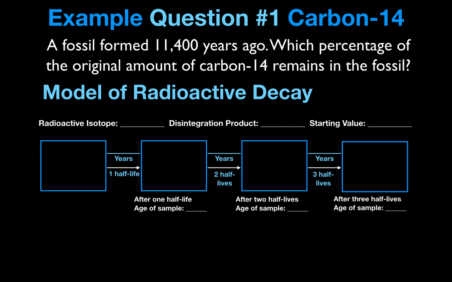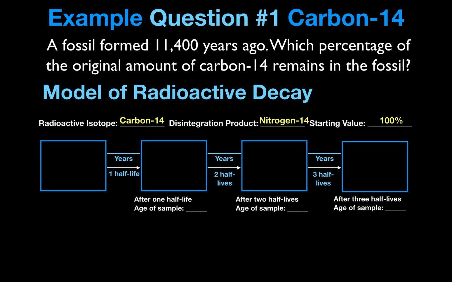The first thing we're going to fill in is the name of the radioactive isotope that we're using in this question, and that is carbon-14. The disintegration product, which can be taken from the front cover of the reference table, we know is nitrogen-14. Now for starting value. This is going to be important depending on the type of question I'm asking. In this case, we're dealing with percentages. So our starting value, anytime you're dealing with a question that has percentages, is going to be 100%.